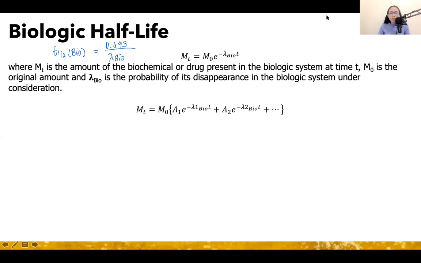Each of the constants here, the A1, the A2, are proportionality constants, and your decay constants, lambda 1 bio, lambda 2 bio, etc., are also determined experimentally for a given drug.